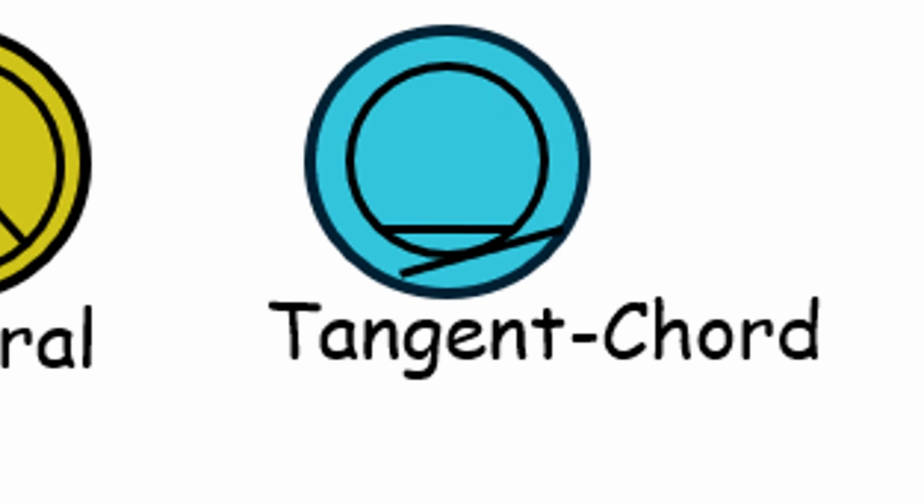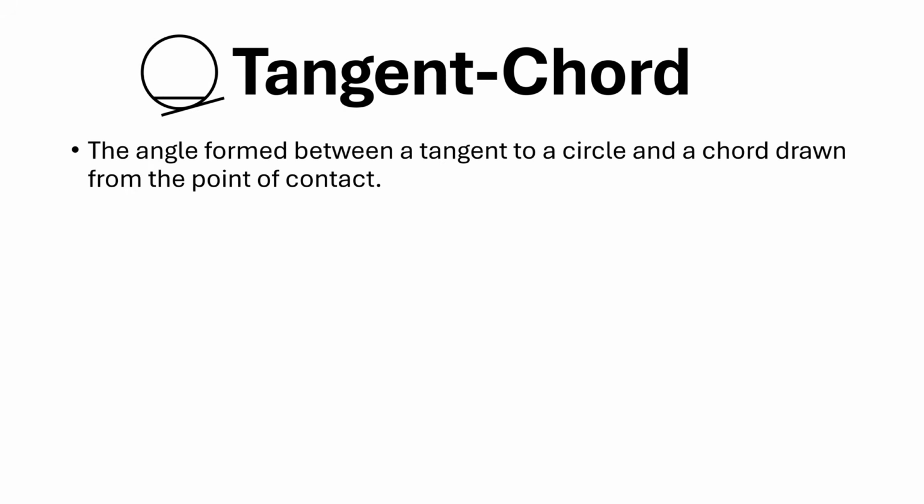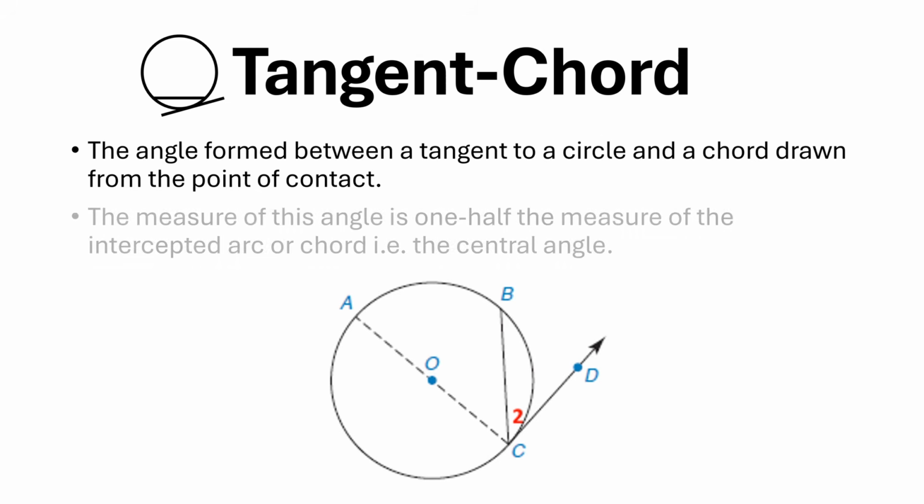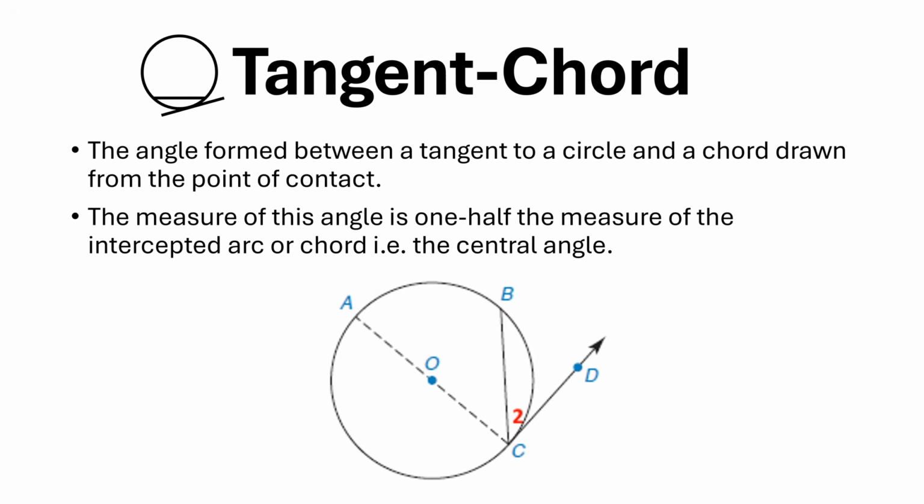Tangent chord angle. The tangent chord angle is the angle formed between a tangent to a circle and a chord drawn from the point of contact. The measure of this angle is 1/2 the measure of the intercepted arc, i.e. the central angle. Angle BCD, which is the tangent chord angle, is 1/2 the central angle of arc ABC.